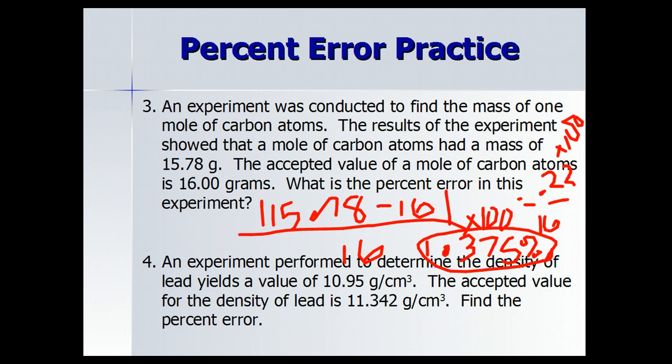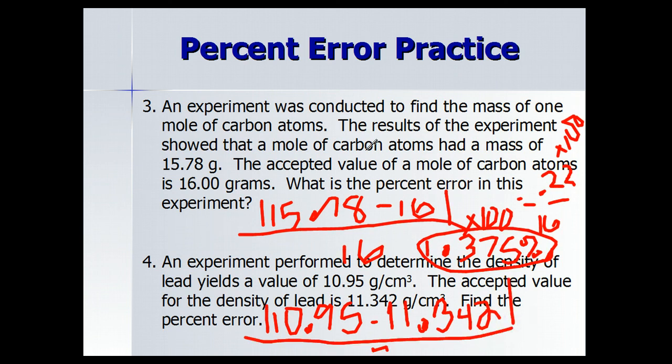The accepted value for density of lead is 11.342 grams per centimeter cubed. Find the percent error. So, I got 10.95, and the accepted value is 11.342, and I'm not going to write that down because you can't see it, times 100. Again, I can't do that one in my head either, so I'm going to plug it in my calculator. 10.95 minus 11.342.